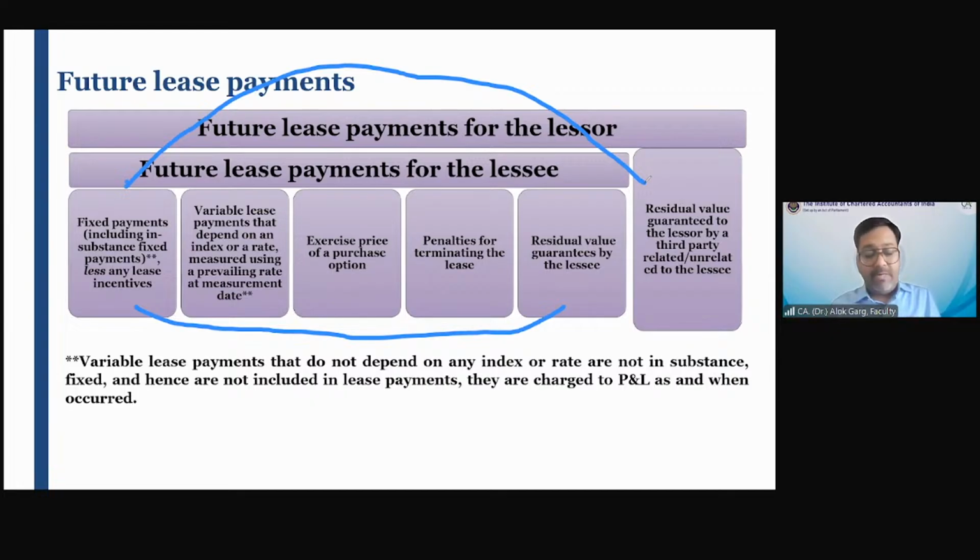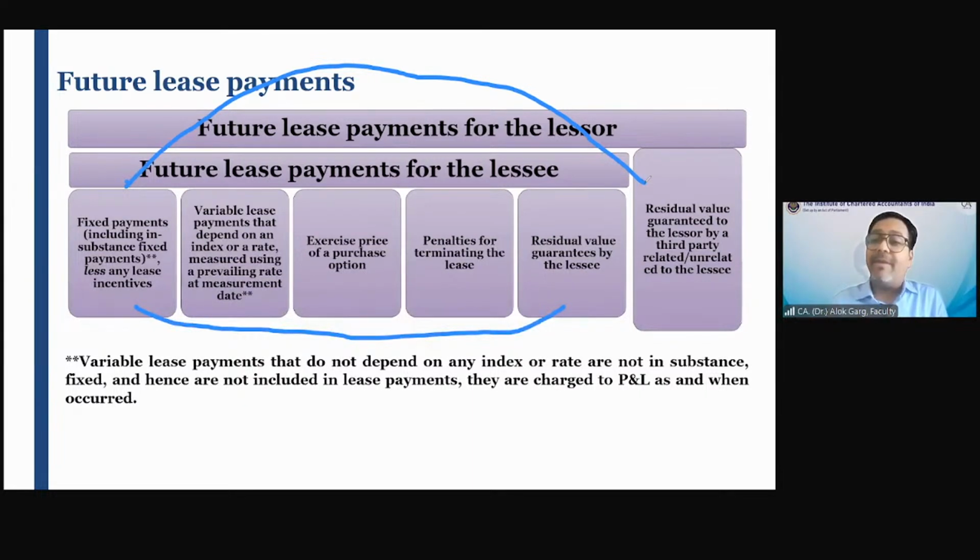Yes. Plus variable lease payment if it is depending on an index or a rate. Which variable lease payment? If it is depending on an index or a rate. Index or a rate means like if it is depending on a CPI, consumer price index, wholesale price index, inflation index, right? LIBOR, MIBOR, okay? So if it is depending on an index or a rate, these kind of wholesale price index, inflation rate, then it has to be covered into a lease payment.